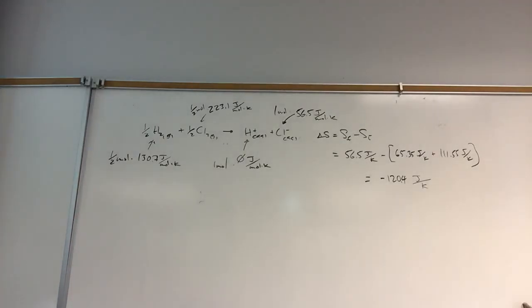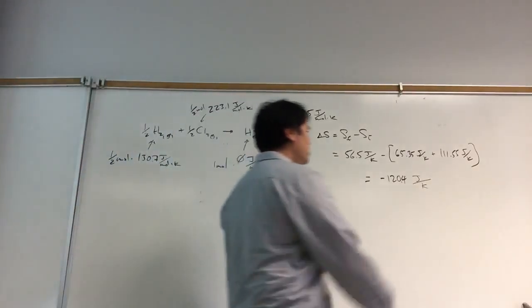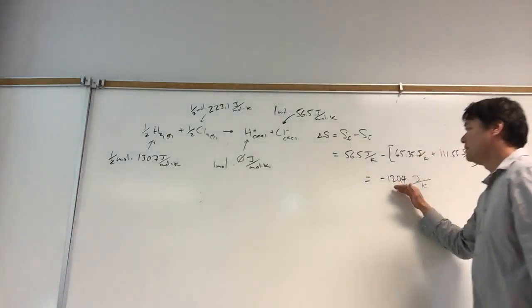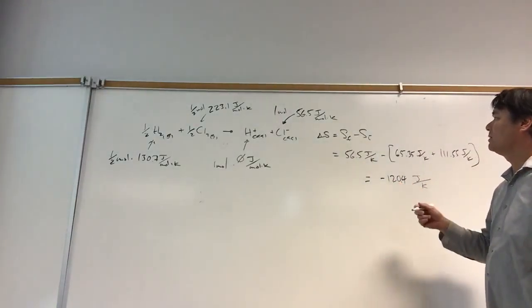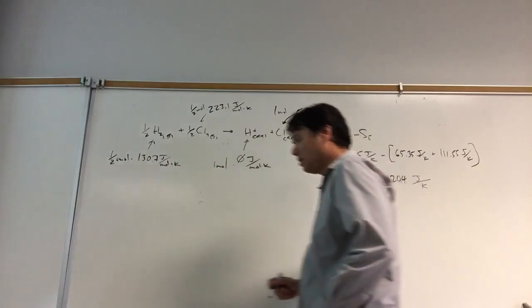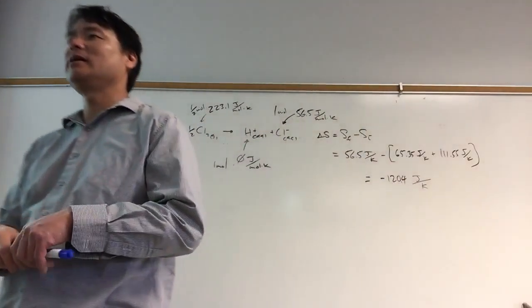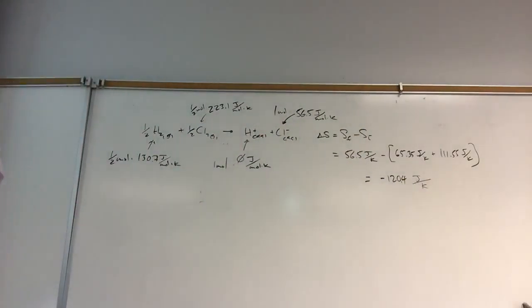So what does the negative number tell us? The negative number tells us that entropy is decreasing. Entropy is decreasing, and in nature, we want entropy to be increasing.